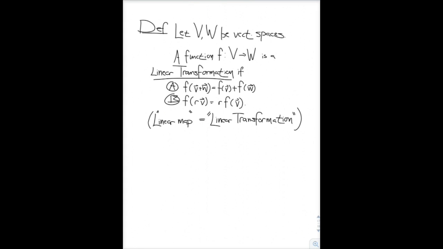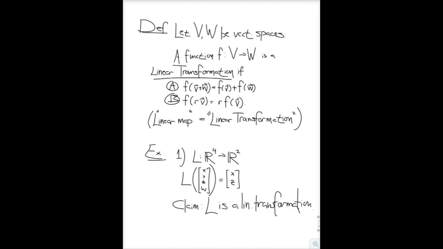Let's look at another example of a map which is a linear transformation, and then just to be clear, we'll give an example of a function which is not a linear transformation. And so here's our example number 1. We'll give 3 or 4 examples, so the count begins here.